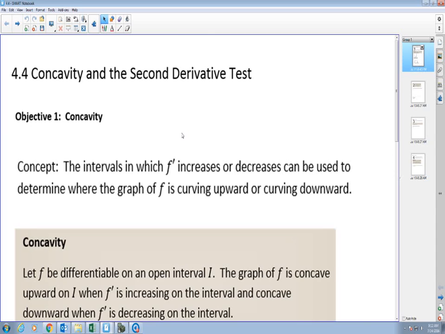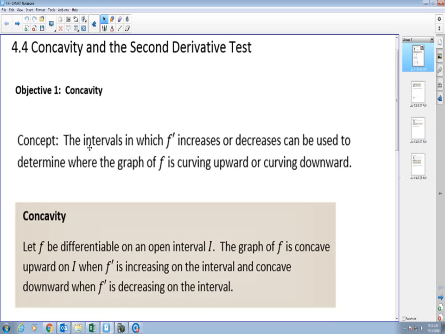Welcome to Calculus 1. In this lecture video, we're going to talk about concavity and the second derivative test. So far, in our prior videos, we talked about relative minimum, relative maximum, the first derivative test, increasing and decreasing functions.